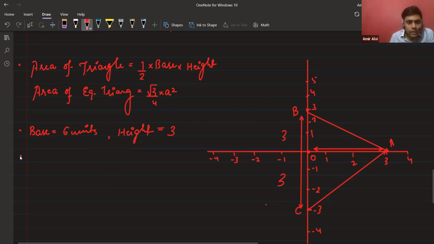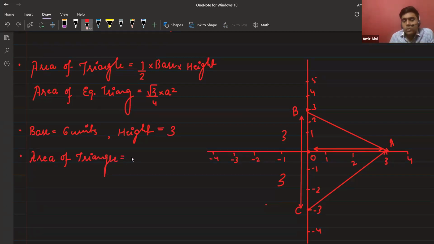So now putting them in the formula, area of triangle is equal to half base into height. This is half, base is 6, height is 3. So 2 3s are 6, 3 3s are 9. So it is 9 square units.